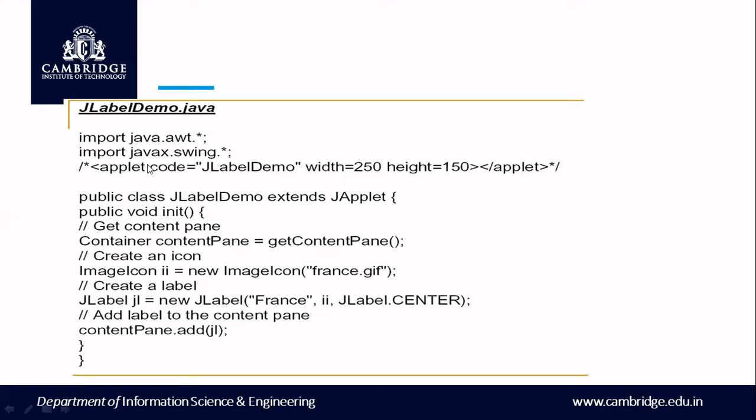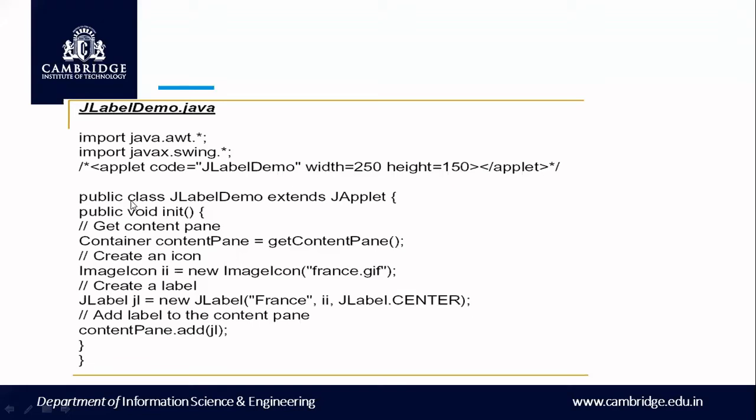java.awt.* I have used because I am using applets. For my swings, I have used the package, that is import javax.swing.*. Now the applet code, whatever is the name of your class, you're going to specify here, JLabelDemo. The applet, that is the screen, will have these parameters. Width will be 250 pixels. Height will be 150 pixels.